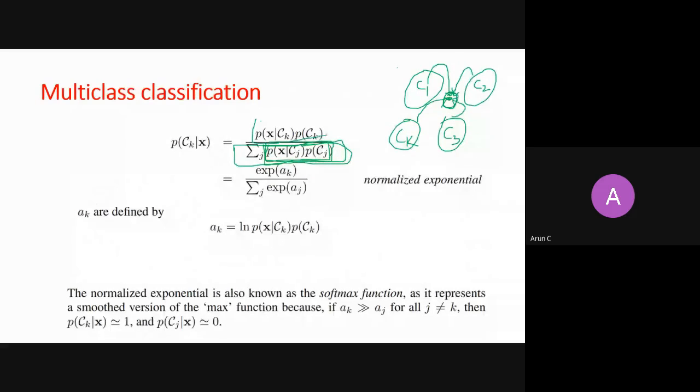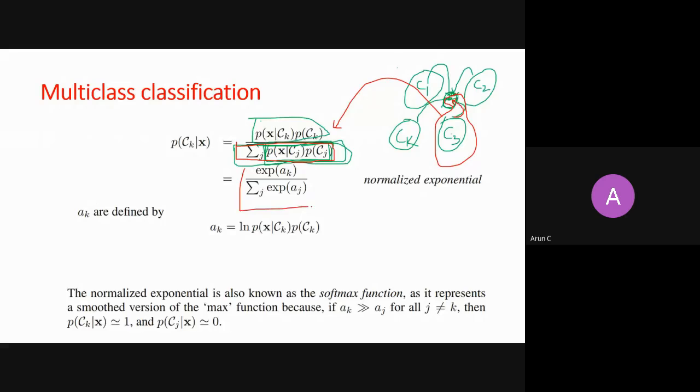And in the numerator, you are seeing just one class. So what is the probability of seeing C3, and what is the probability of seeing X from that C3? So you are now taking only one component and putting that one component in the numerator and normalizing it with the total probability of seeing X, right? This is how you're doing it. Now what you do, you just take a log of every term and take the exponent so that they cancel each other.